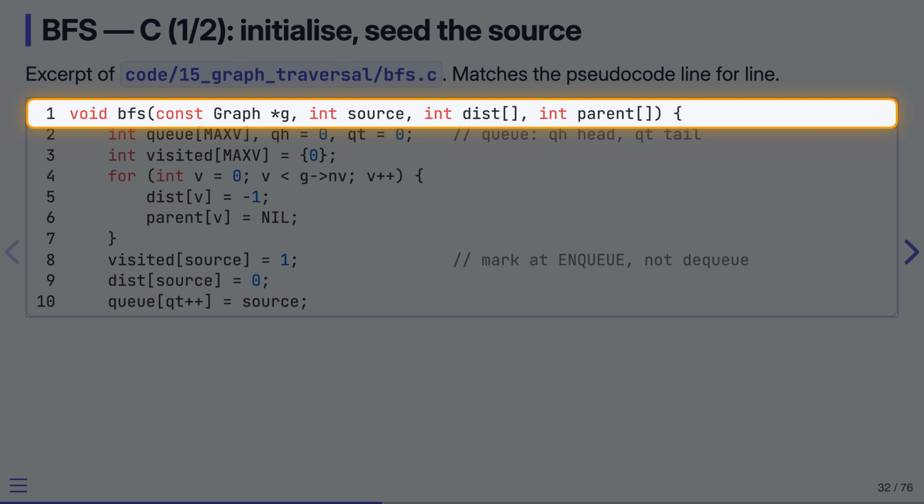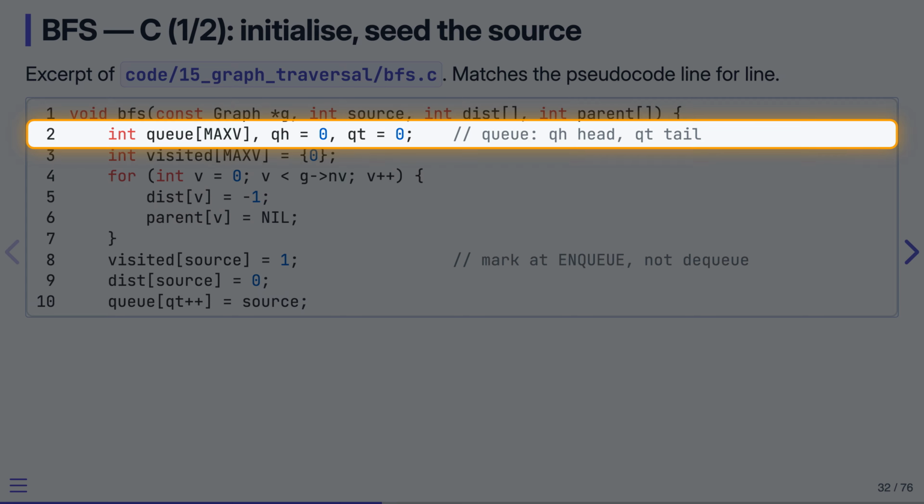Now the real C for BFS; it matches the pseudocode line for line. The function is bfs. It takes the graph, the source vertex, and 2 output arrays, dist and parent, that it fills in. The queue is a plain array. 2 integers track it. QH is the head, the front of the line, and QT is the tail, the back.